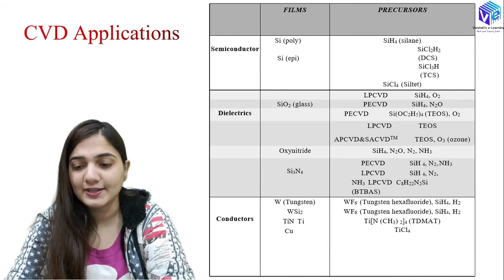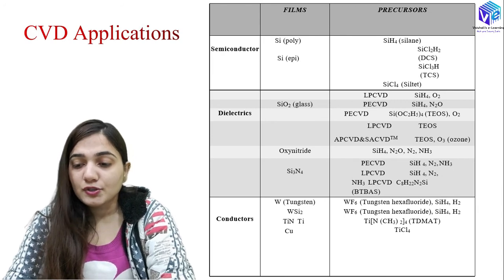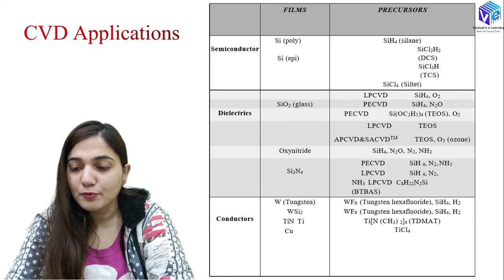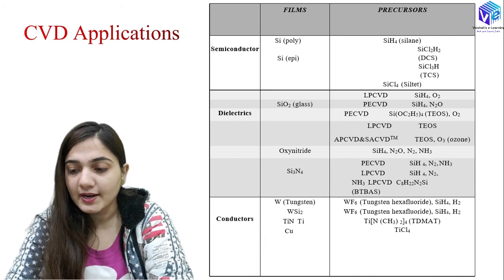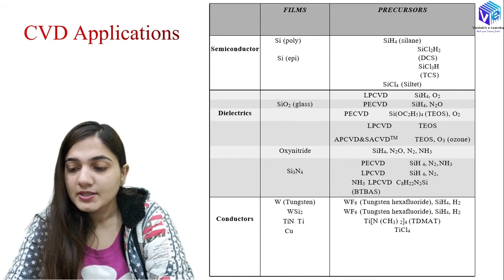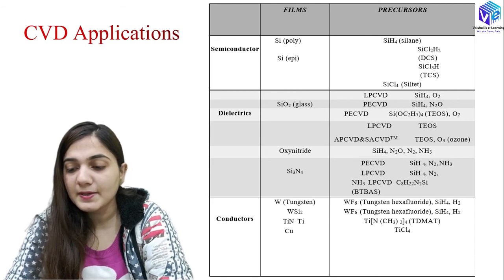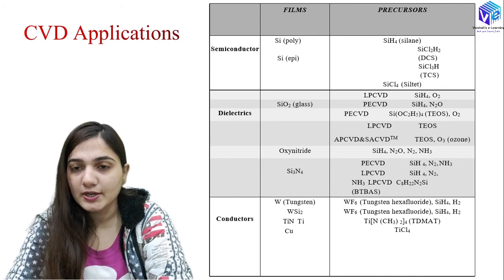I am going to tell you in detail when we talk about the in-depth analysis of the CVD. So coming to the oxynitride, for the oxynitride we require silane, N2O, N2 and ammonia as the precursors. For Si3N4, the nitride, we are going to have silane, N2 and ammonia. For PECVD, for LPCVD only silane, N2 as well as ammonia is required. For LPCVD we require the BTBAS. Okay, we are going to talk in detail about them.